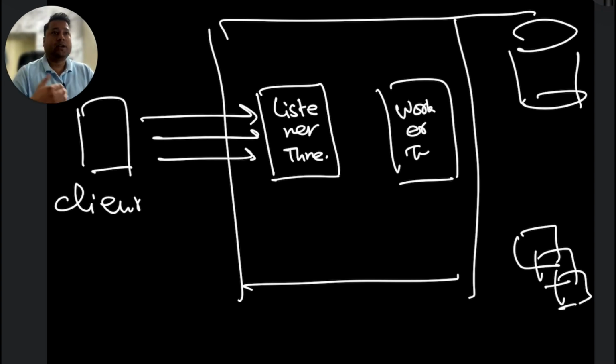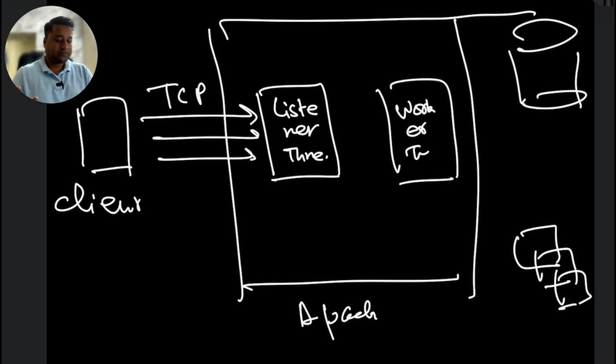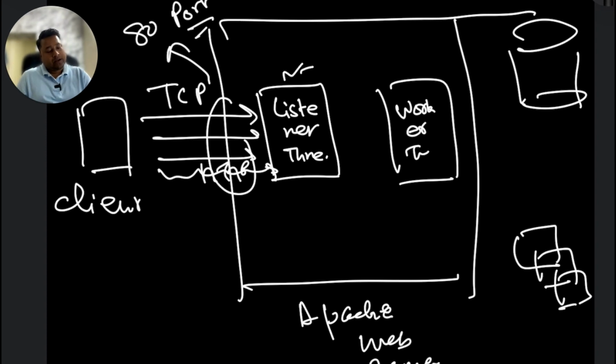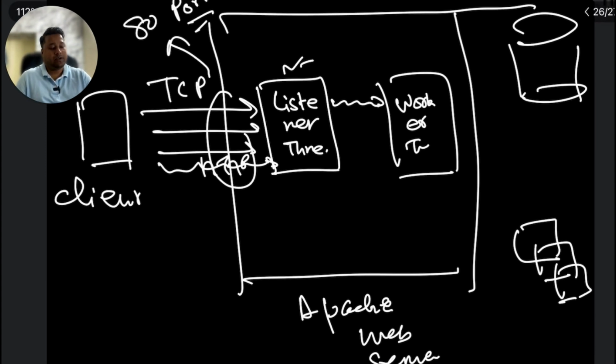So this client will create a TCP connection first. So a TCP connection has been established between both parties, this Apache Web Server and the client, right? Once the TCP connection is established, it will now send its request via HTTP to your listener thread. The listener thread keeps watching. So this whole traffic is coming, let's say, under port number 80. The listener thread keeps listening on this port number. It will see, okay, there is an incoming request. It will take that request and pass it to the worker thread.